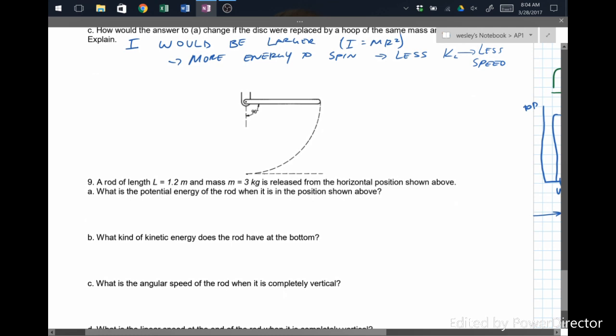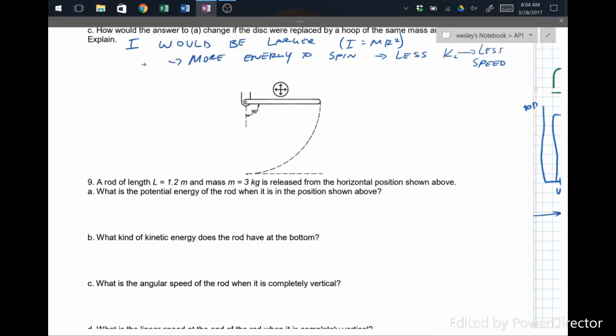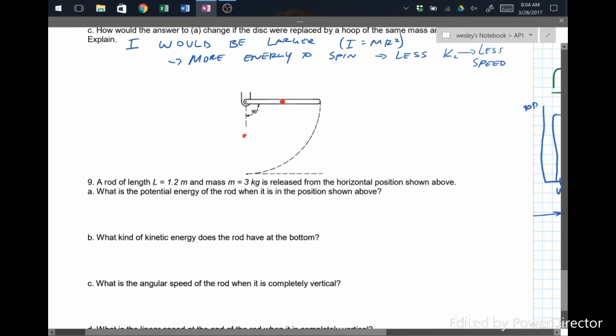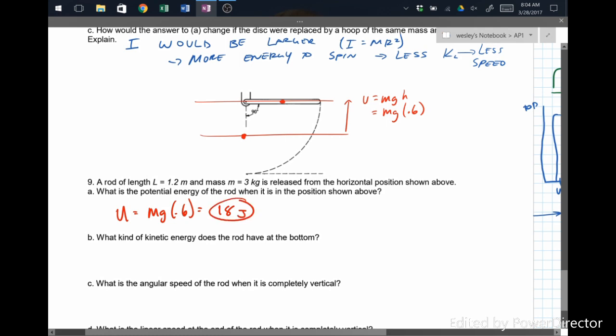What's the potential energy of the rod when it's at the position shown above? When we do potential energy for an object, we are concerned with what its center of mass is doing. We're going to take the average for the whole object. So the potential energy for this object is mgh, and the height there is half the length of the rod. So it's mg times 0.6. We plug those numbers in, and my potential energy is 18 joules. This is a really important thing. Each end of this thing has different potential energy.